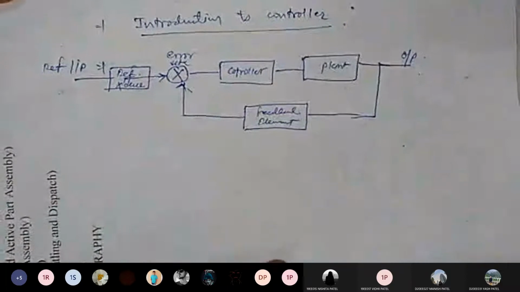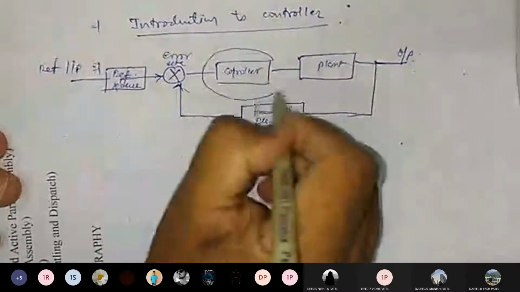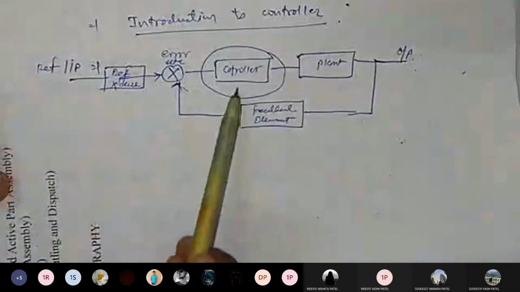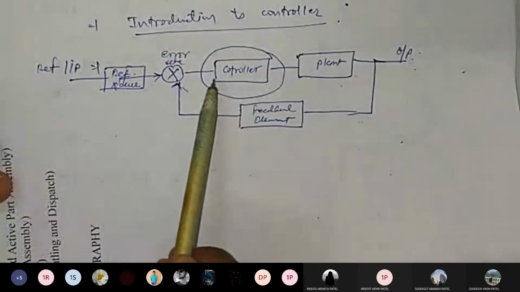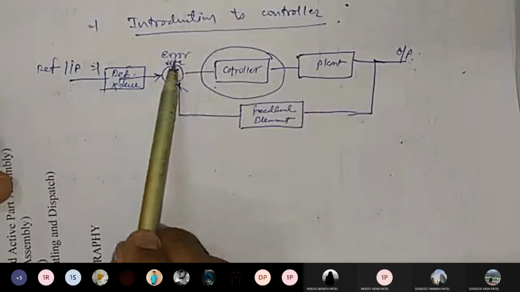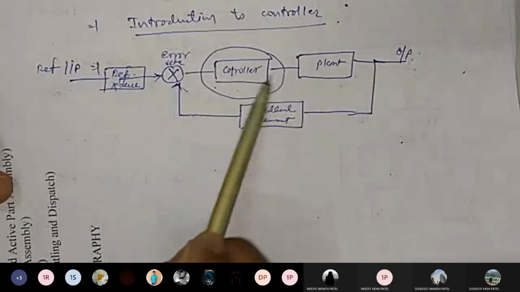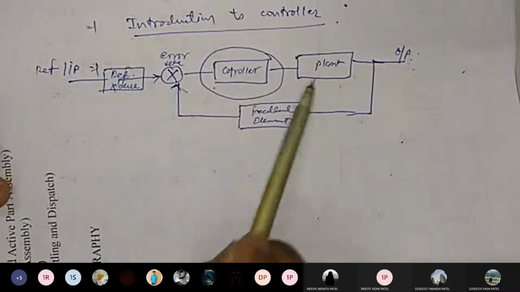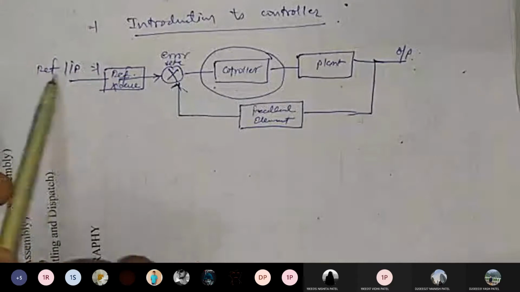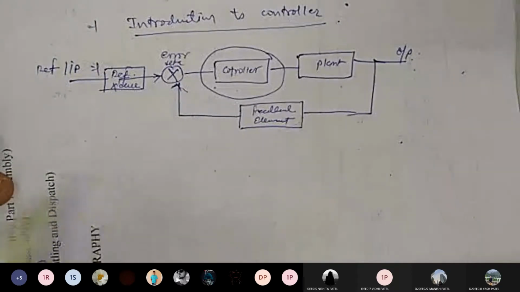Now what we have to do, we have to see what is the role of controller. Generally we are defining the controller. What is the role of controller? Controller will decide an action on the plant by means of the error which is generated by the error detector. Controller decides what action to be taken on plant depending upon the error generated by comparing the reference input and the actual output which is given by the feedback element.